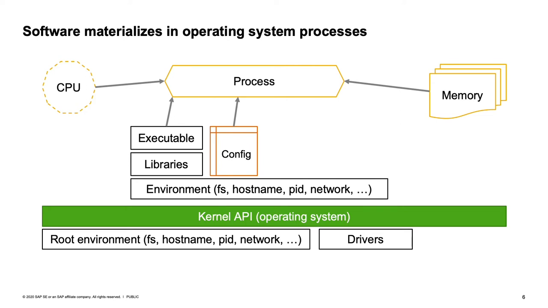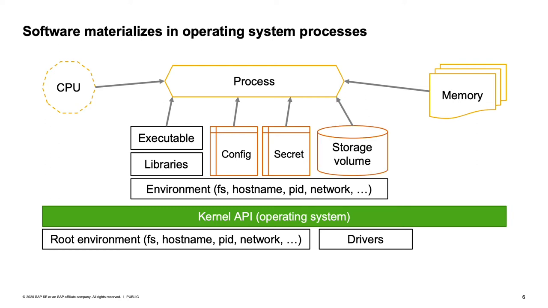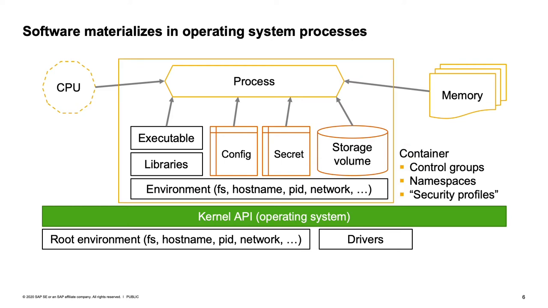What's also needed is some configuration. In different environments, for example, you might connect to different databases. Separately, we need secrets, and we don't want to mix secrets with configuration. And for a stateful application, you need storage. So all of that is a container. And it's actually implemented by the operating system using means such as control groups, namespaces, and security profiles.